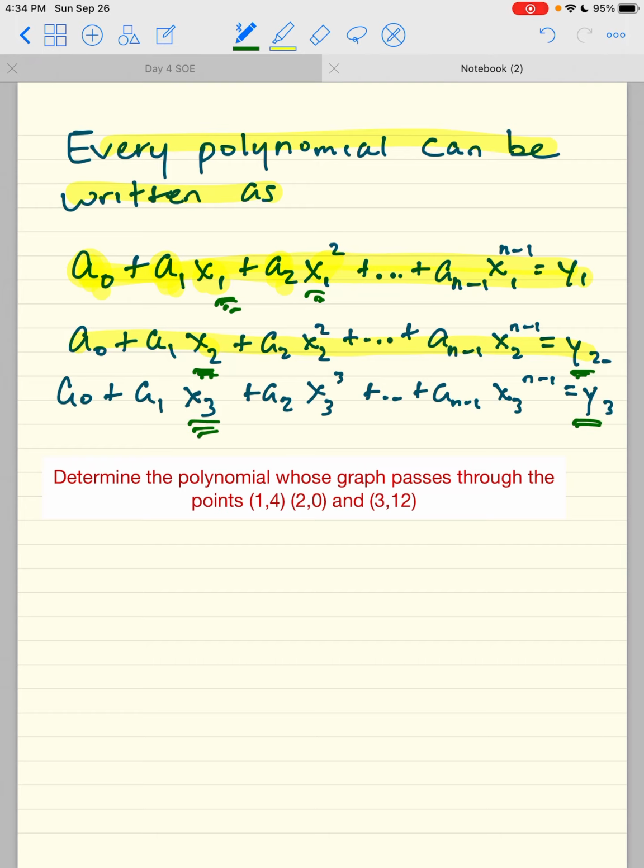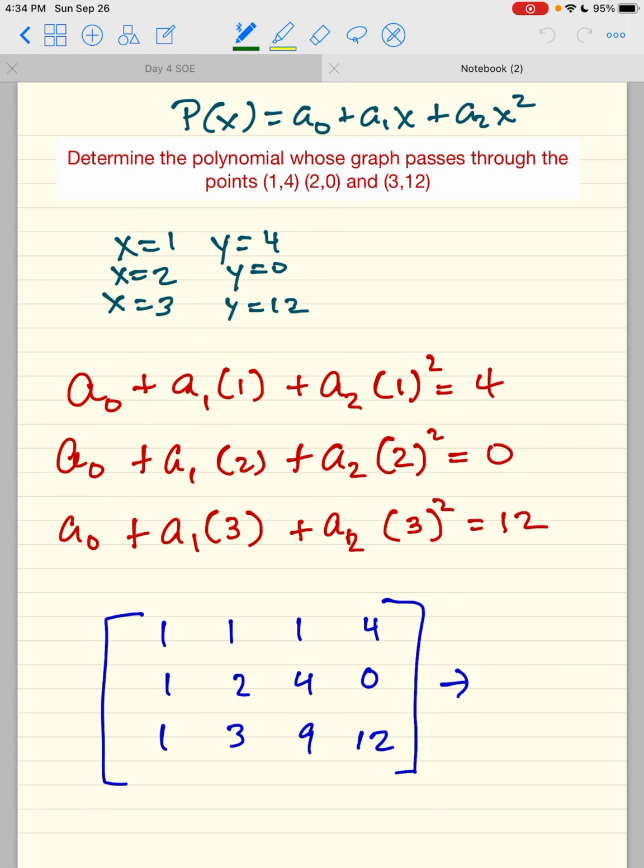So I'm going to begin with a quick example. It says determine the polynomial whose graph passes through the points (1, 4), (2, 0), (3, 12). So to apply what I just showed here, this would be x1, this would be y1, right? This will be x2, this will be y2, this will be x3, this will be y3. So this polynomial, because we have 3 points, I'm going to have it to the n minus 1 or second power.